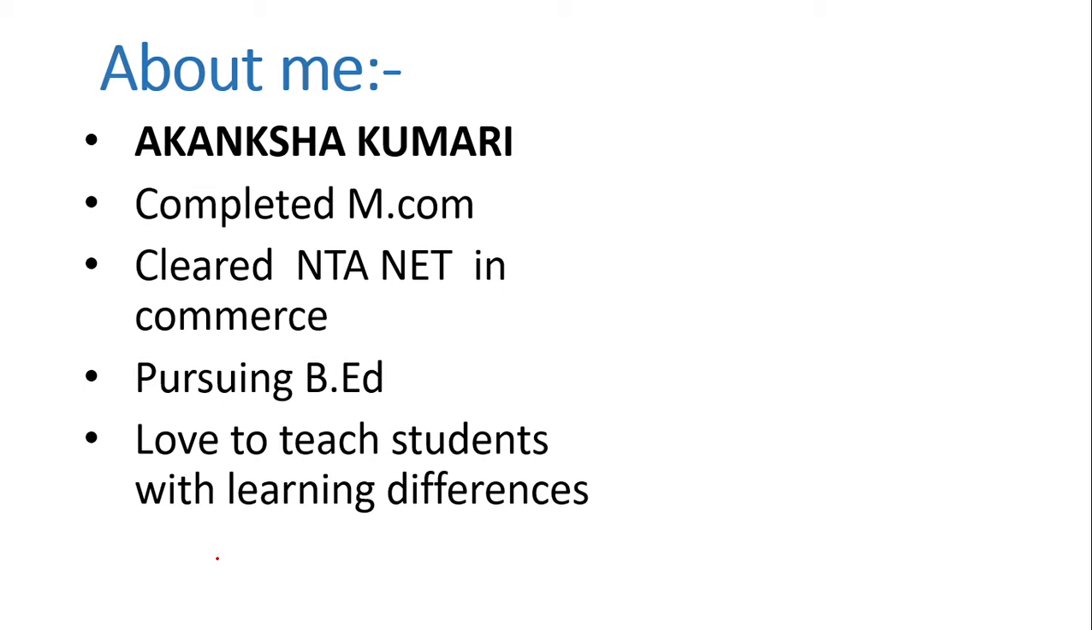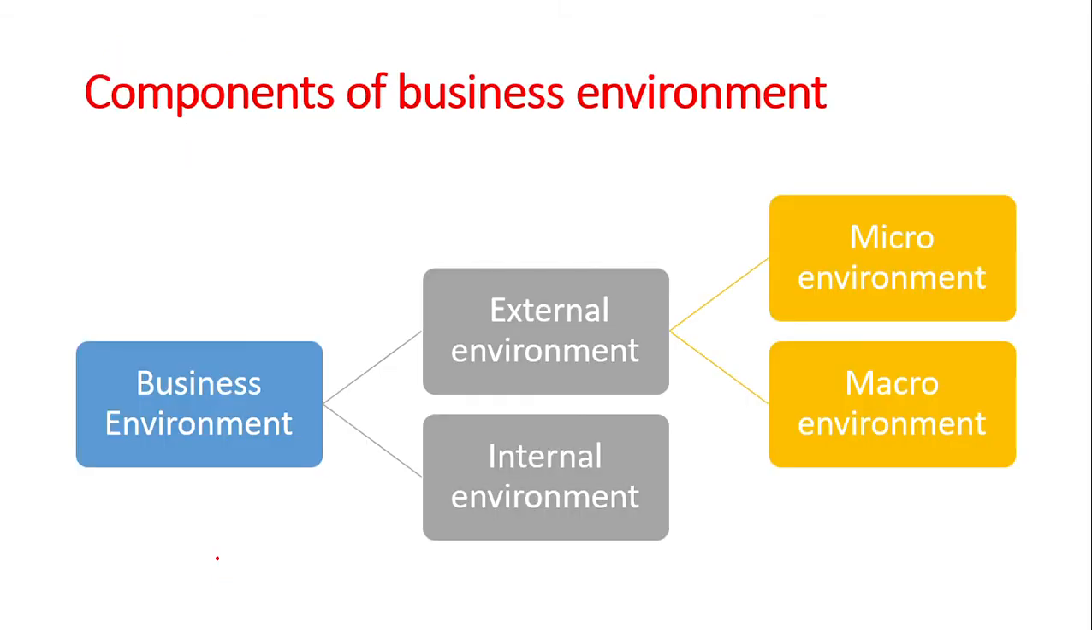Now let's start our lesson. Today we are going to discuss the components of business environment. As you can see in this chart, business environment is basically divided into two categories, external environment and internal environment. External environment is again divided into two parts: micro environment and macro environment. And all these environments include different factors. We will now have a detailed explanation of each factor of the different environments.